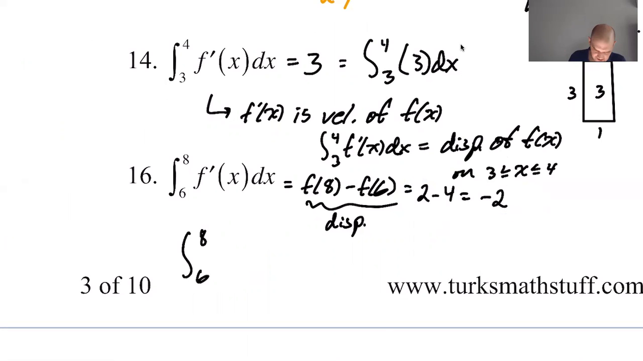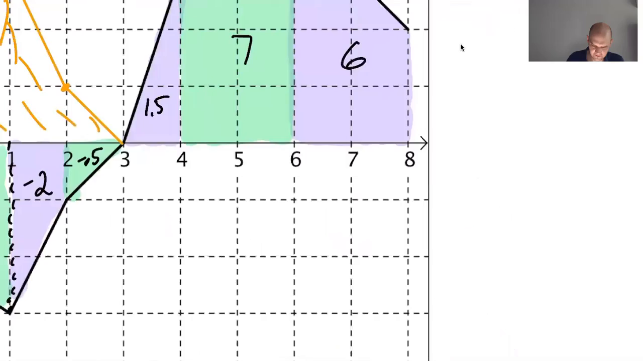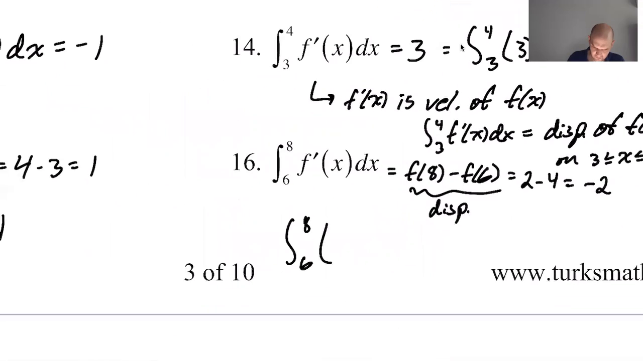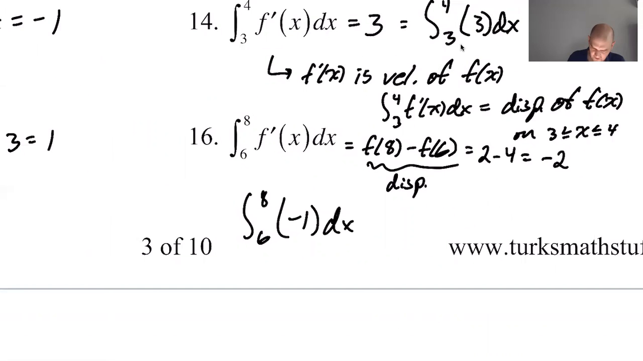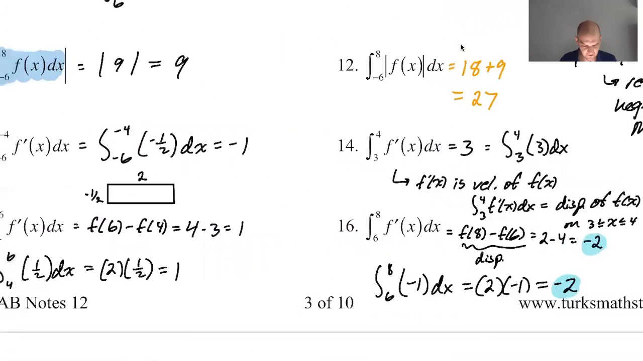So this will be 6 to 8. I need to know what f prime is. It's negative something. Down 1 over 1, so -1. So I think of this as a rectangle that has a base of 8 minus 6, which is 2, and a height of -1, which is -2. And then the beauty of it, look at that. -2 this way, -2 this way. You'll get the same answer no matter how you do it, which is very, very cool.